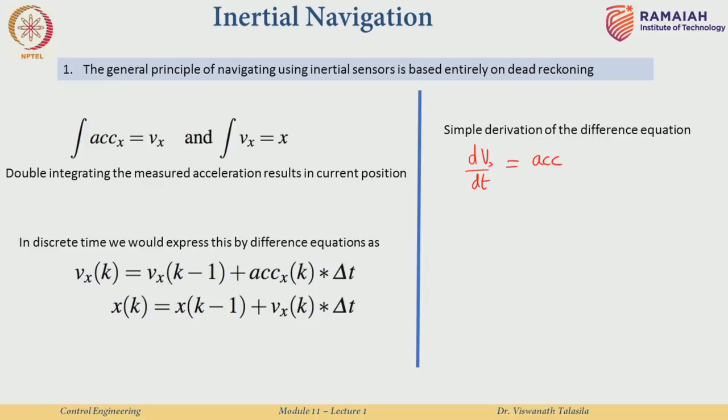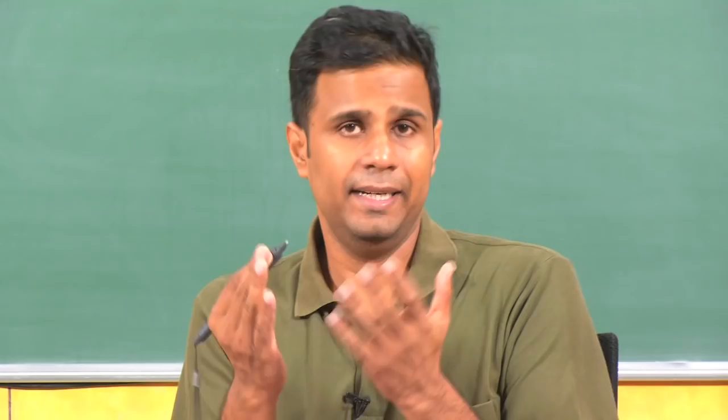This is nothing but the limit of [Vx of t plus delta t minus V of t] divided by delta t, which is equal to acceleration x. We know this from basic calculus, where the derivative is expressed as a limit as delta t tends to 0. Now, of course, in the discrete world we do not have delta t really tending to 0, it is really small.